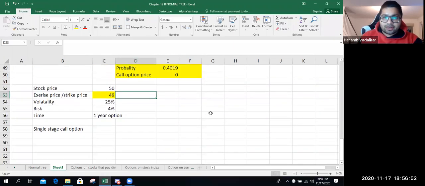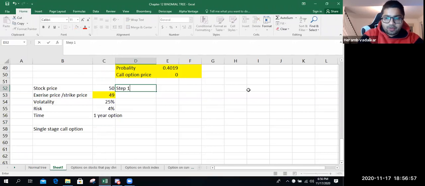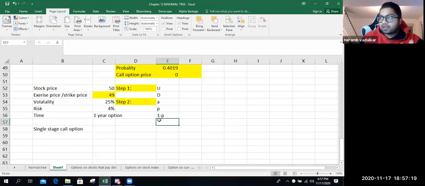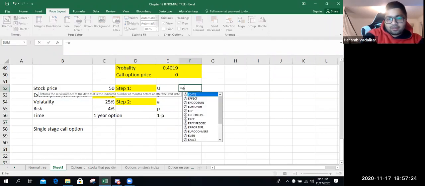Okay. So let's try it out. Always follow the steps. Step 1, we have to calculate U and D. Step 2, we calculate A, P, and 1 minus P. Once we have these things, we draw the tree. Okay. So let's start. So U is calculated as exponential.